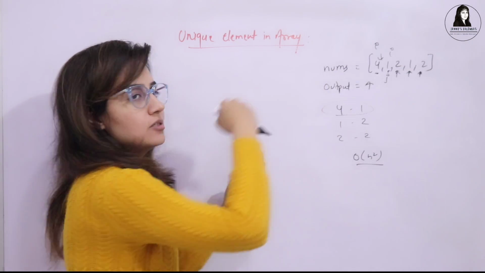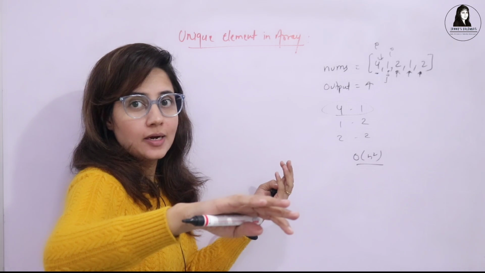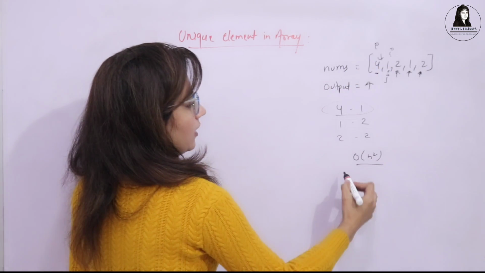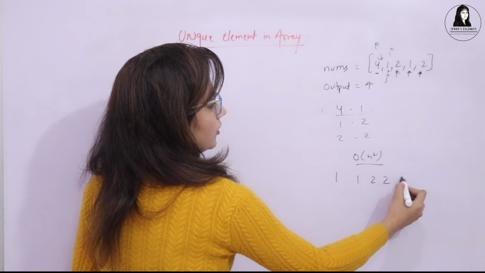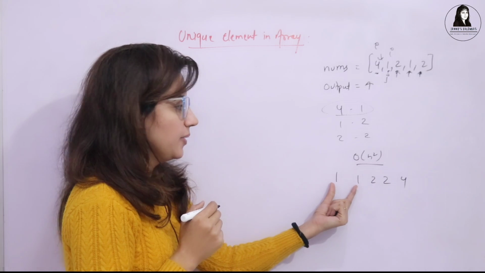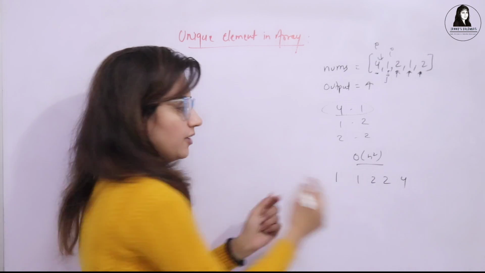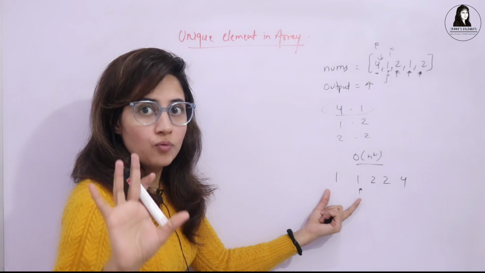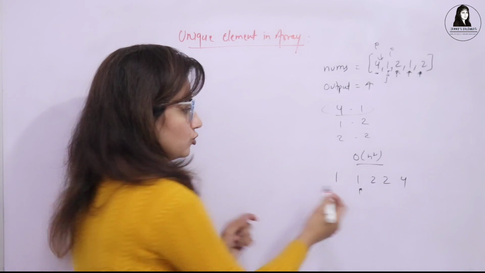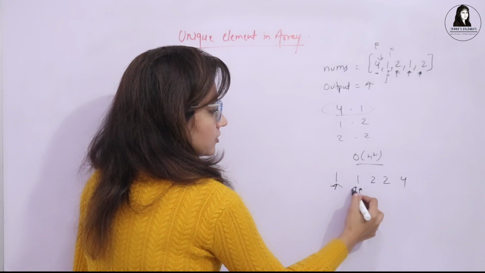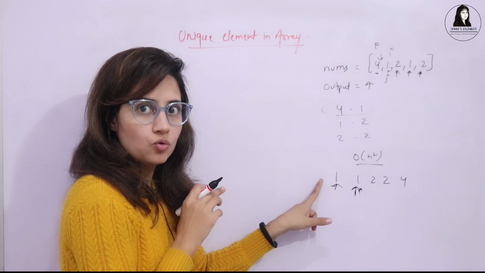Second, we can sort this array first, right? If you sort this array, then the array would be 1, 1, 2, 2 and 4. Just compare the adjacent elements. If 1 appears 2 times, then definitely the adjacent element would be 1, that is for sure. So just compare adjacent elements with 1 loop only. You will require 1 loop.